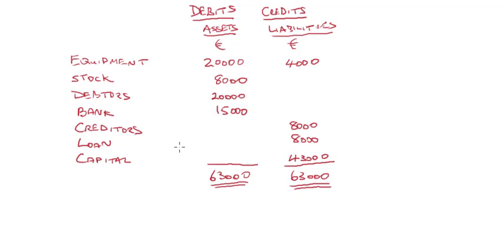So we didn't do this in the first year, of course, because there were no opening balances. It was a brand new business. But in the second and subsequent years, we have to do this. Okay, so what are we going to do now?